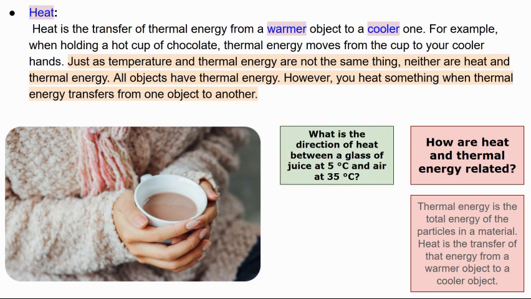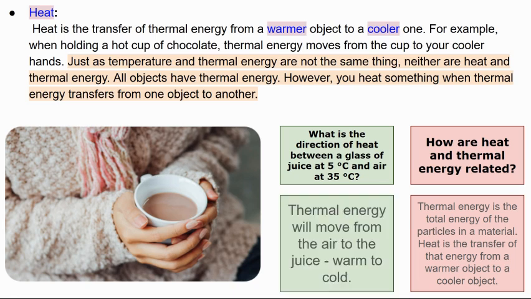What is the direction of heat between a glass of juice at 5 degrees Celsius and air at 35 degrees Celsius? Thermal energy will move from the air to the juice, warm to cold.